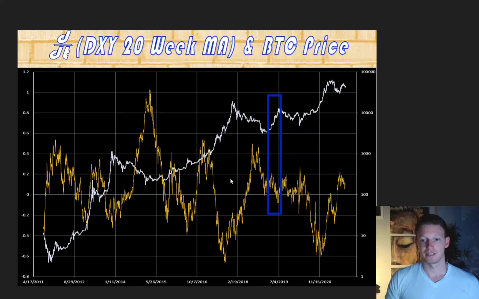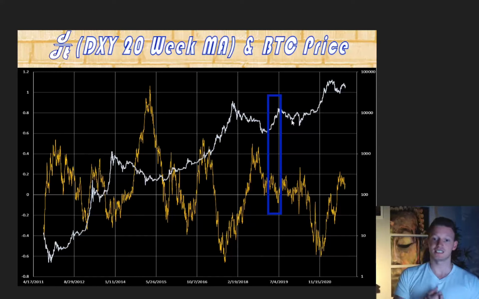So if we keep going, we see here leading up to the current market cycle, after the capitulation in 2018, early 2019, DXY continued to go down, and that's key. DXY continued to go down. In fact, dropped below zero, and there Bitcoin was able to go on a run.